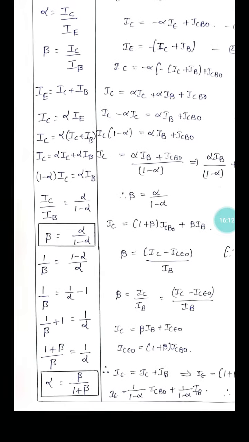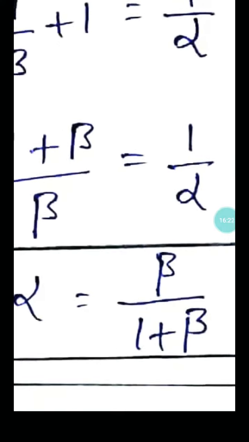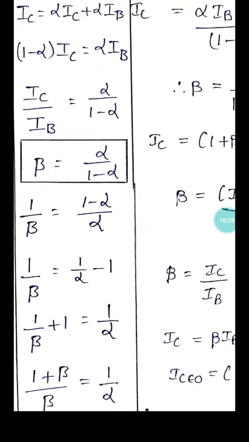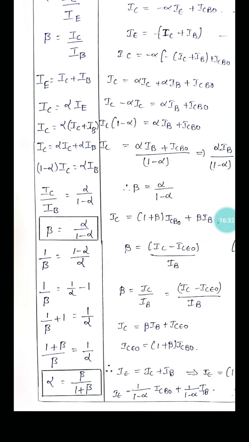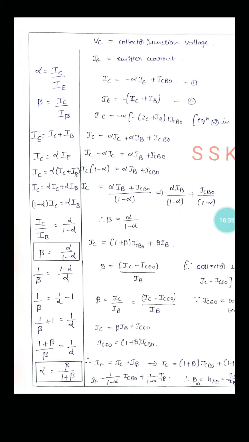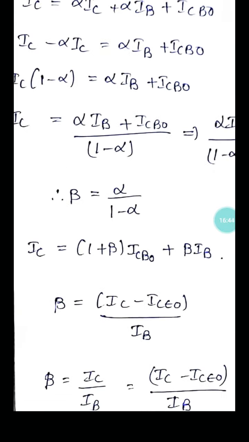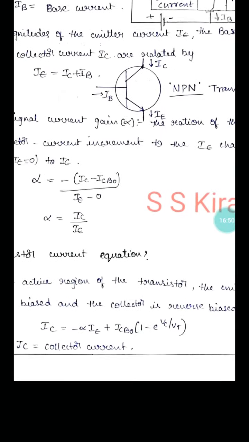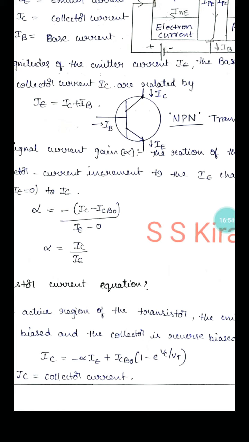Coming to the total discussion, the final expressions are: alpha is equal to beta by 1 plus beta, and beta is equal to alpha by 1 minus alpha. These two are very important amplification factors in transistor characteristics. If we are asked for a current equation, simply write IC is equal to 1 plus beta into ICBO plus beta IB, and one more equation I have already discussed, IC is equal to alpha IE plus ICBO into 1 minus e to the power of VC by VT.